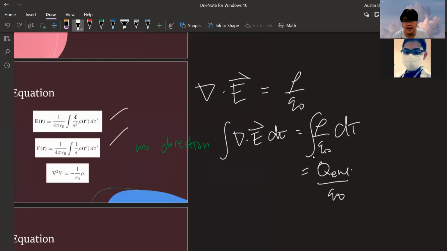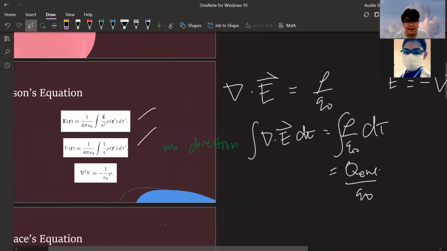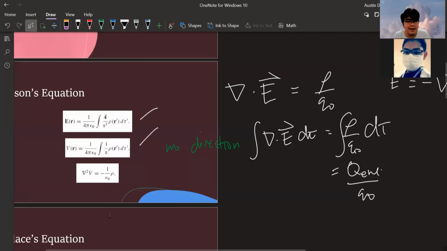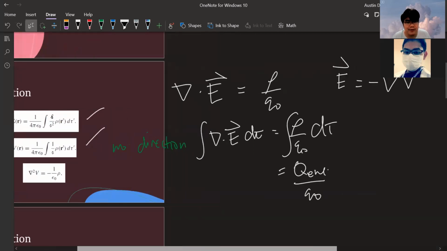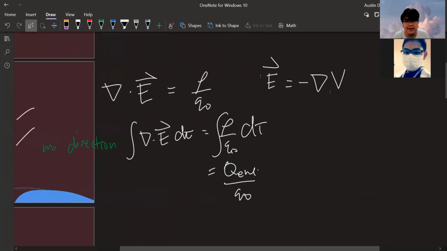Then we also learned that you can write the electric field E as something like this: the negative gradient of the potential. That's why we thought it was easier to get the potential, because from the potential you can get the electric field. So we have this from the last chapters.